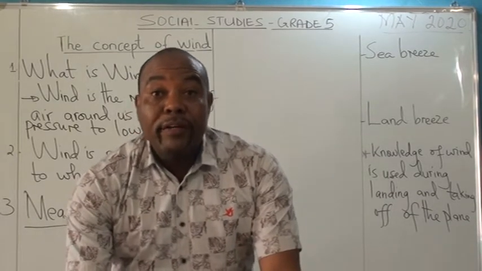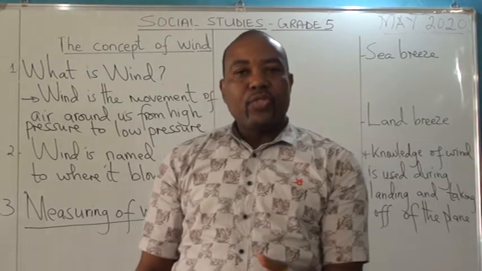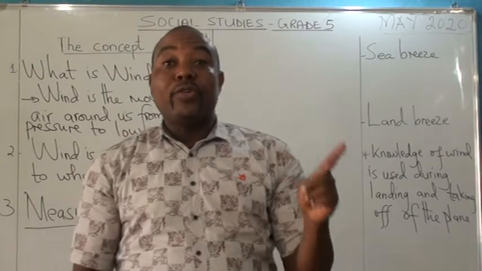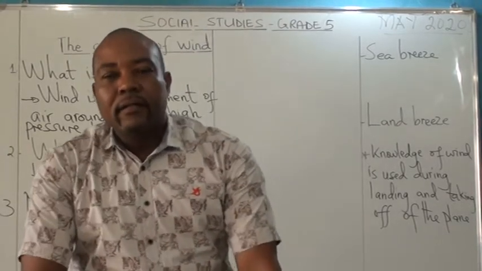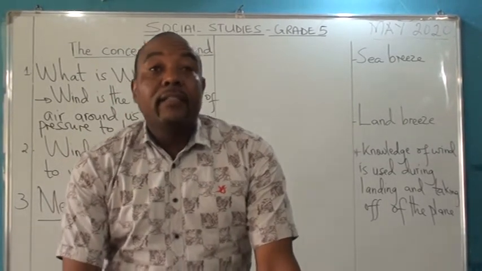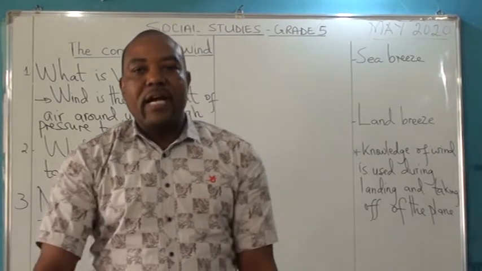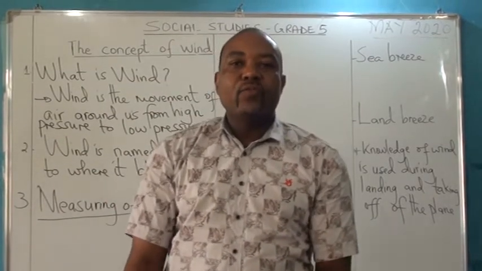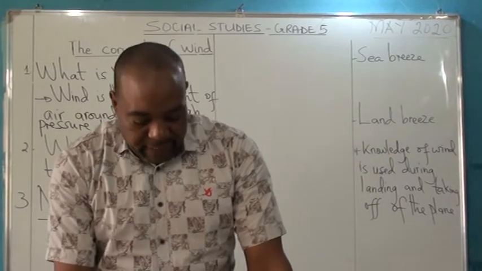Now remember, before, I talked to you about the instruments that are used to measure elements of weather. I also told you about an instrument that is used to measure wind speed. We say that an instrument that is used to measure wind speed is known as an anemometer, and an instrument that is used to measure wind direction is known as a wind vane.